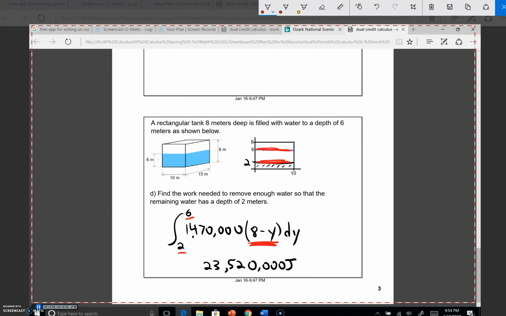Got just about 20 seconds left, so the key thing to remind you of with your 2 formulas is: force is weight density times depth times area, and work is weight density times distance times volume.